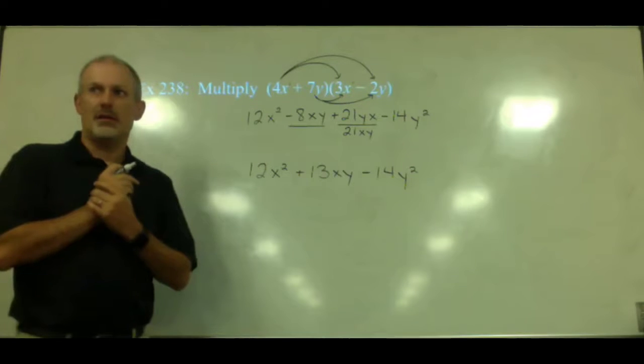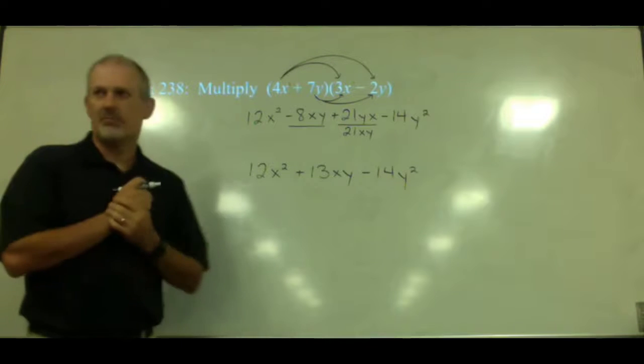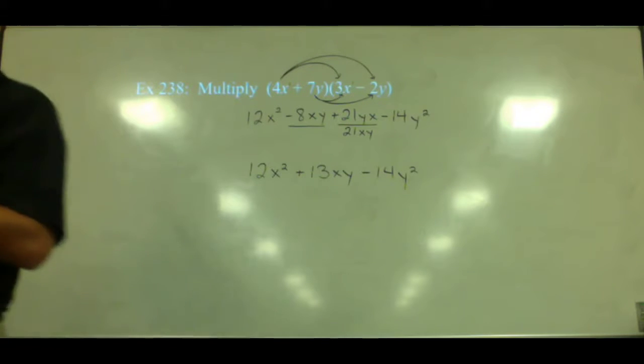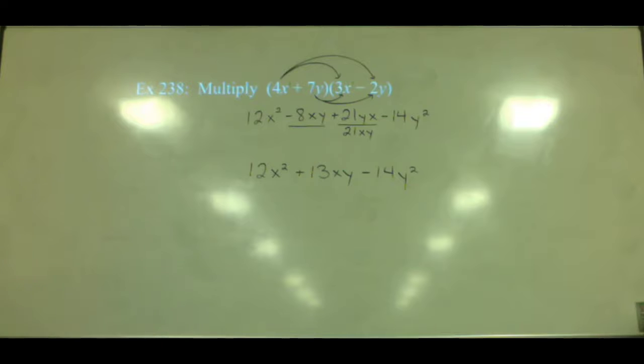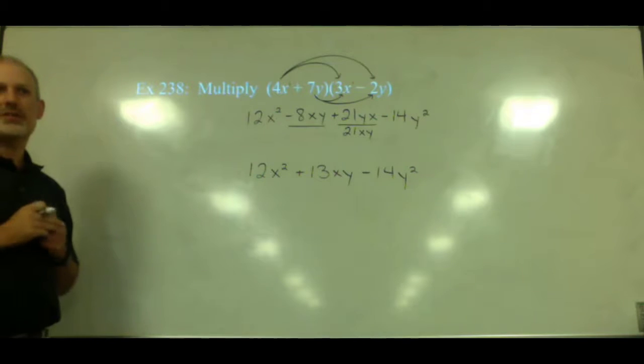What if you wrote by accident 13yx? It's fine. It's still the same. Usually we write it in alphabetical order, but if you write it not in that order, it's not going to be wrong. Just like I said, typically we go from the biggest power to the smallest power, but again, it doesn't make it wrong. It's just not normally how you would write it. So when you see it somewhere else, it's usually going to be written as xy, but not always. Okay. Any questions on this one before we go on?